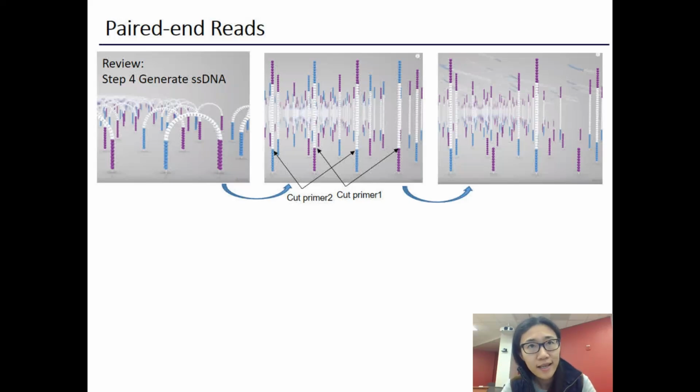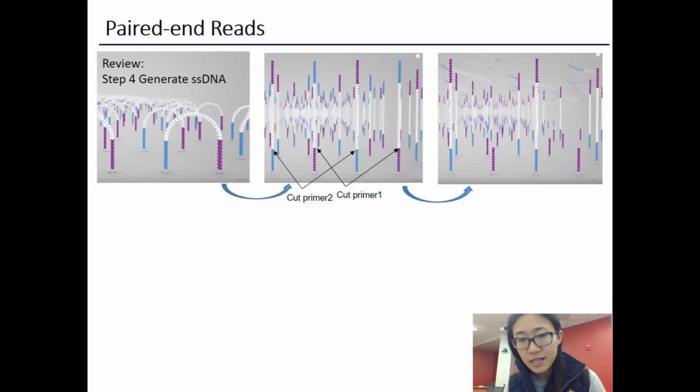Another core technology of Illumina is paired-end sequencing. Paired-end sequencing means that a DNA strand can be read from the positive direction and from the negative direction. Let's review our step 4 in the previous slide, page 9. Depending on which primer you cut: if you cut primer 1, then the DNA fragment can be read from the positive direction. If you cut primer 2, then wash away primer 1, the one strand, then the fragment can be read in the negative direction.